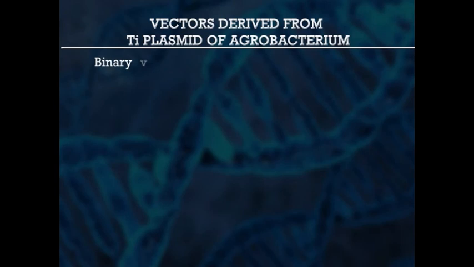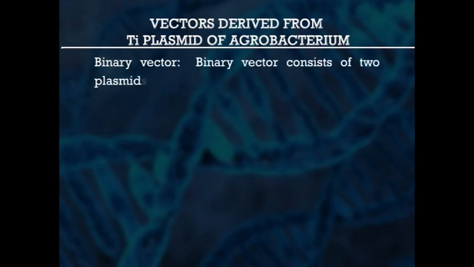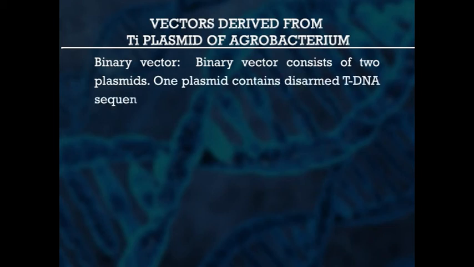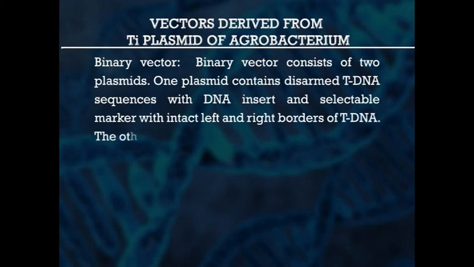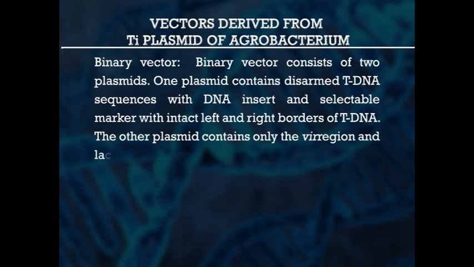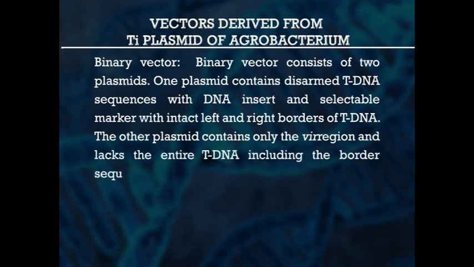Now we have binary vector. Binary vector consists of two plasmids. One plasmid contains disarmed T-DNA sequences with DNA insert and selectable marker with intact left and right borders of T-DNA. The other plasmid contains only the vir region and lacks the entire T-DNA including the border sequences.